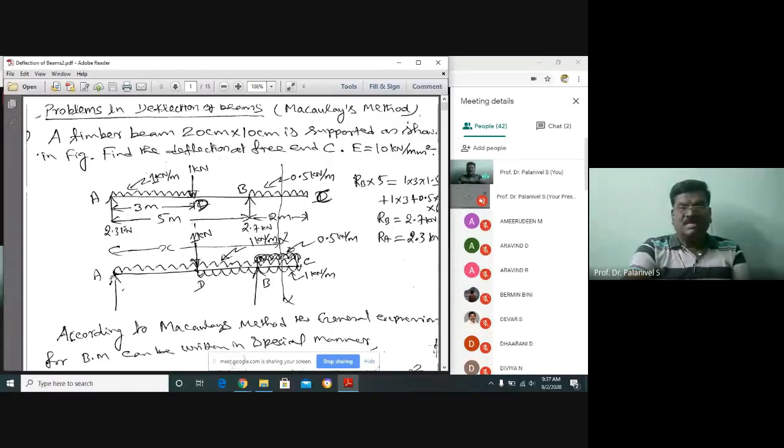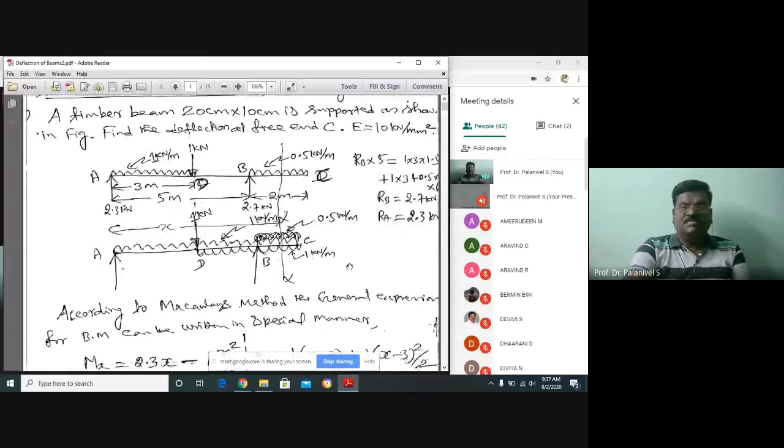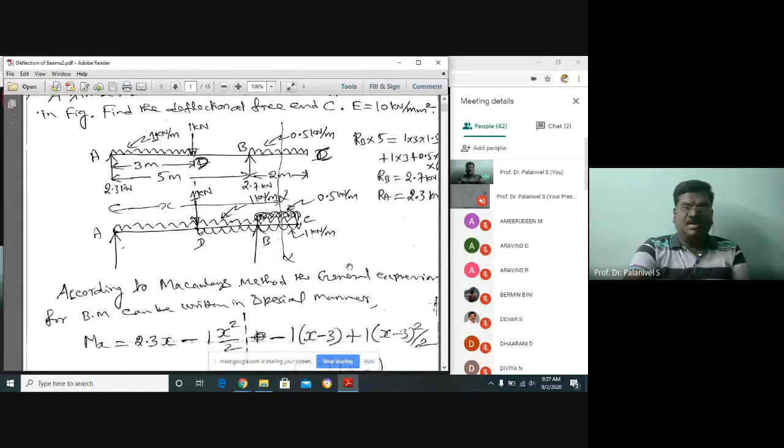So I have taken A as origin. I am considering the farthest portion, BC. A section XX at a distance x from the origin A. Now, according to Macaulay's method, the general expression for bending moment can be written in a special manner. That is, M x, the moment at the section XX, is equal to the support reaction 2.3 into x, the section being at a distance x from A.